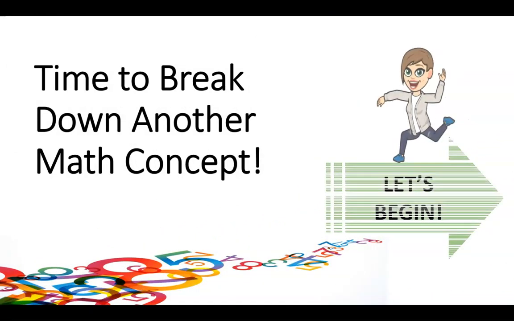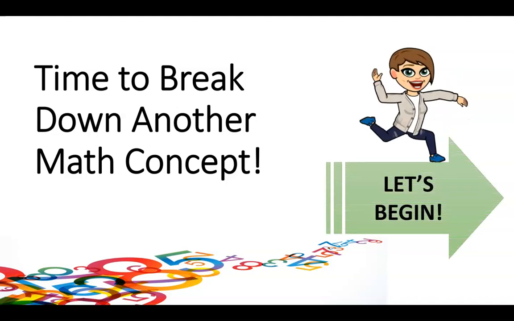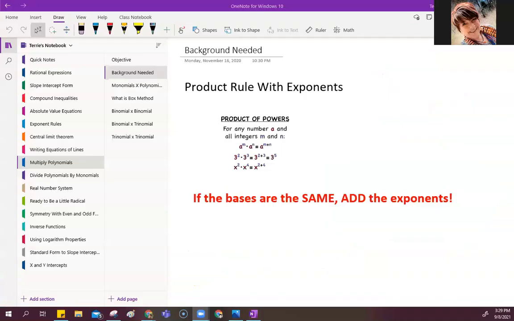How about multiplying polynomials? Okay, so multiplying polynomials. The background knowledge that you need for multiplying polynomials is the product rule for exponents. So basically all that says is that if your bases are the same, then we will be adding. Exponents are added for product rule.